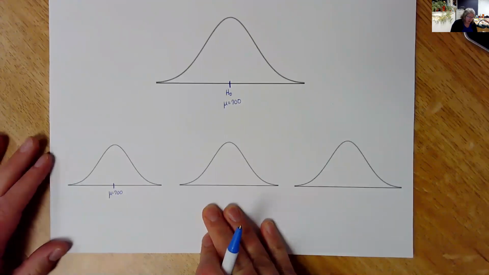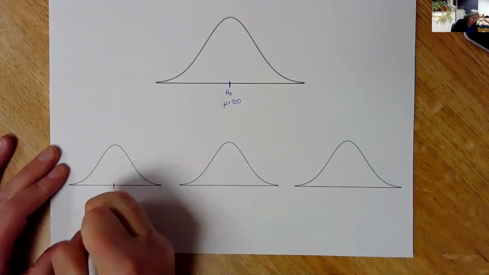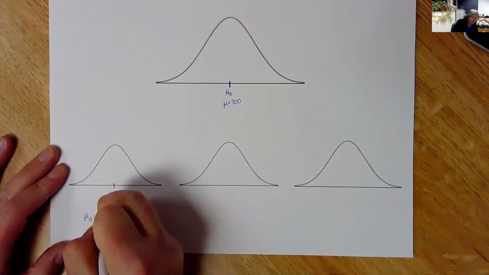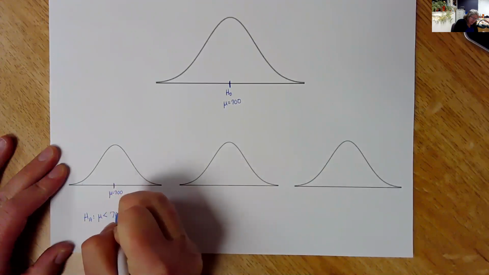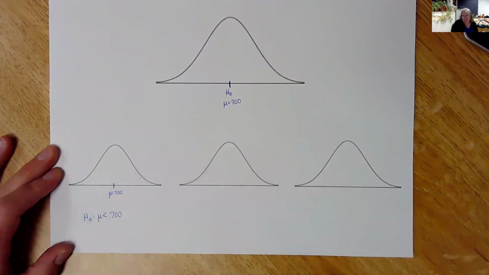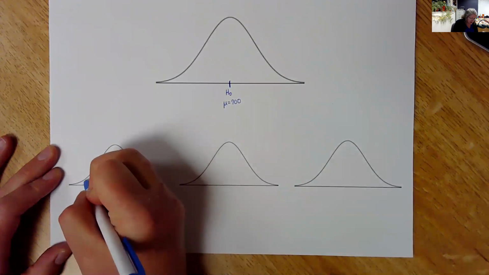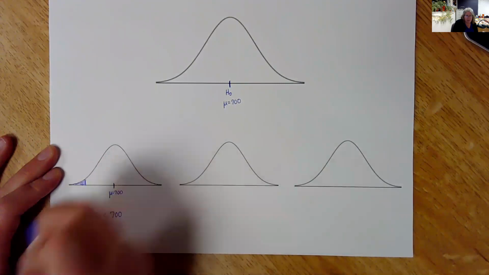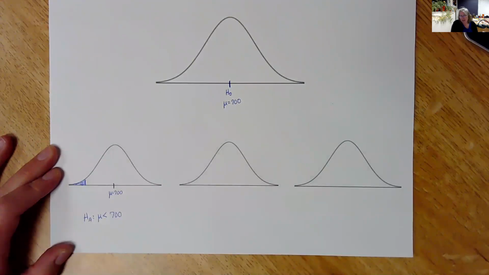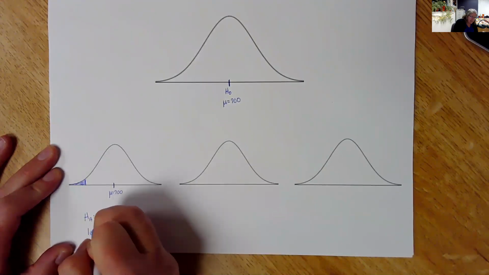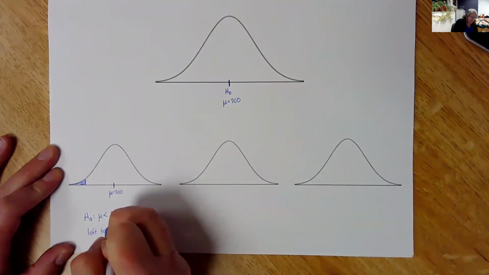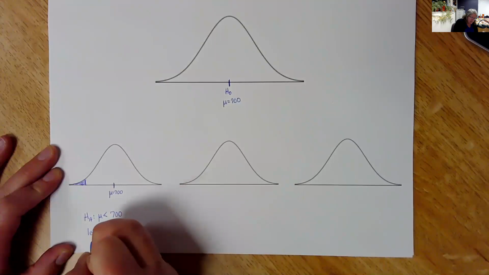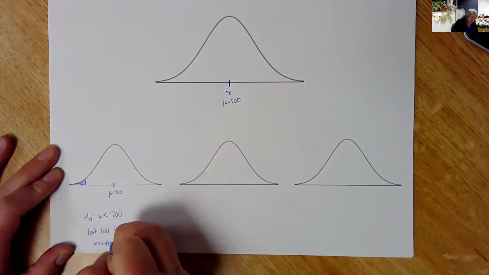If our alternative hypothesis is that mu is less than 700, what we would be looking at is this area that's over here on this end of the curve. Okay? So we'd be looking at some sort of probability attached to some area over on the left-hand side. So we call this a left tail test. This is a less than.